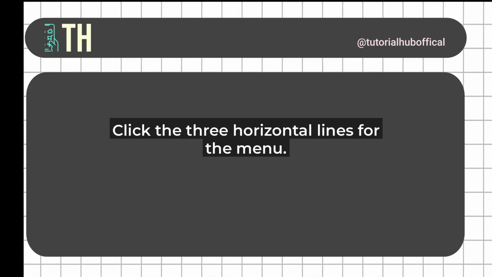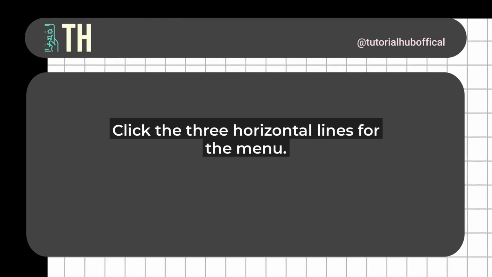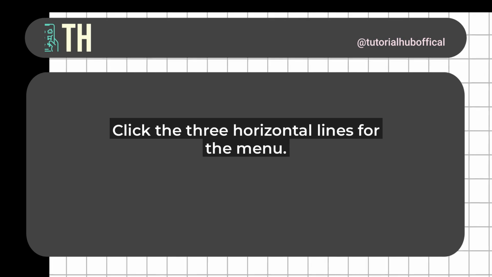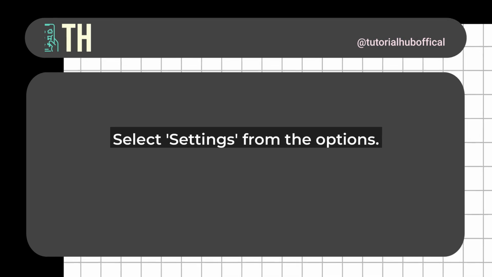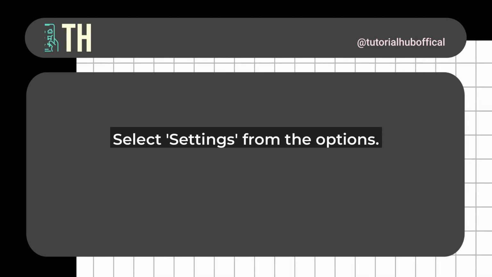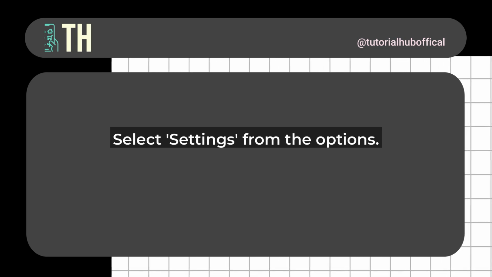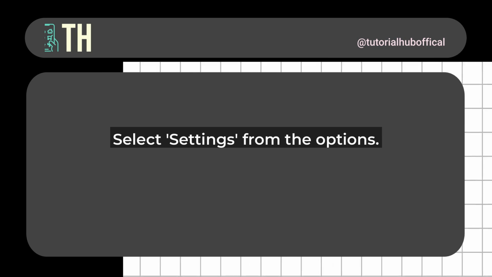First things first, make sure you're logged into your Google account and have Google Sheets open in your web browser. We're assuming you're using a modern browser like Chrome, Firefox, or Edge, as dark mode works best there. Now, click on the three horizontal lines in the top left corner to open the menu. That's your gateway to settings.